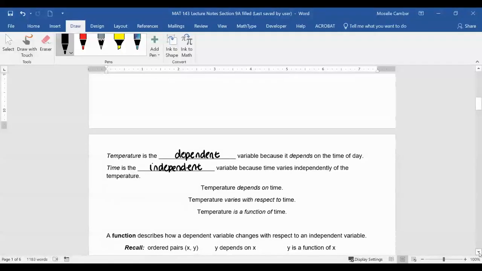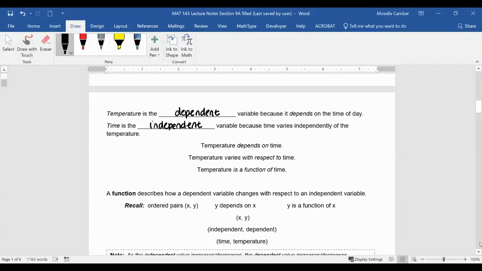So there are a few different ways we can talk about independent and dependent. We can actually use the word depends. So temperature depends on time. Instead of using the word depends, we can say varies with respect to. We can also say that it is a function of. Most of them, we will see this later. Respect to is just another way of saying depends on.